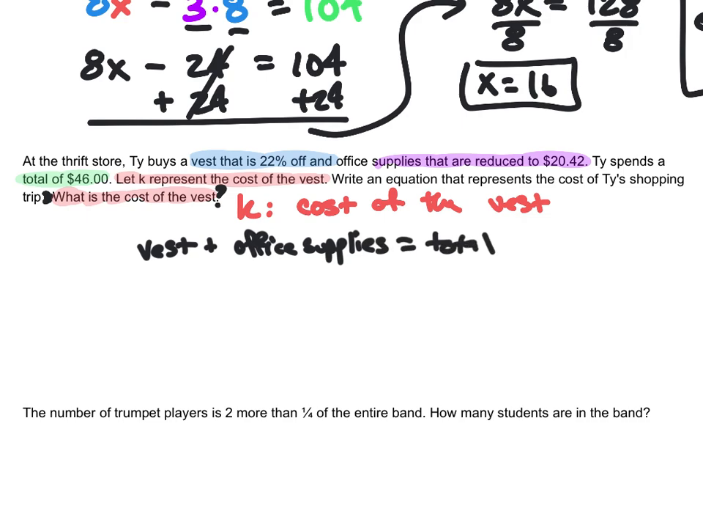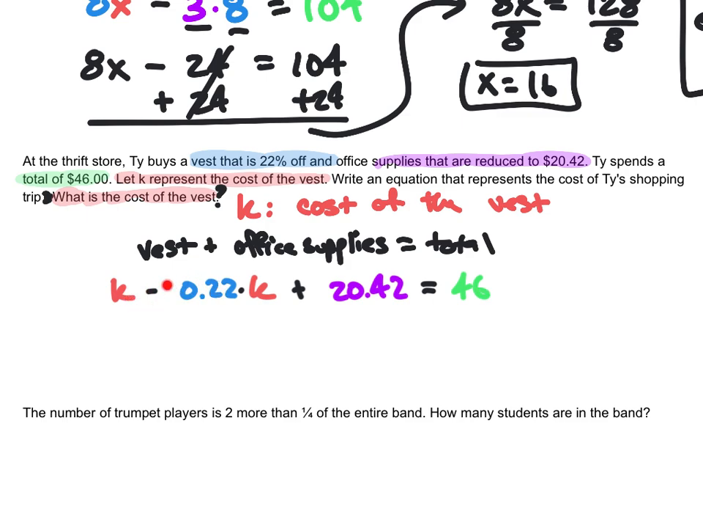Now, if we think about the vest, we have 22% off the vest. So what I want to do is take the cost of the vest and take off, so minus 22% of the vest, so 0.22 times K, okay? And then I'm going to add in the cost of the office supplies, which in this case is $20.42, and that's going to be equal to a total of $46, okay?